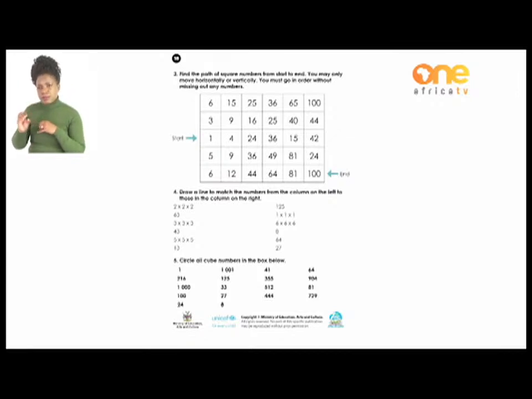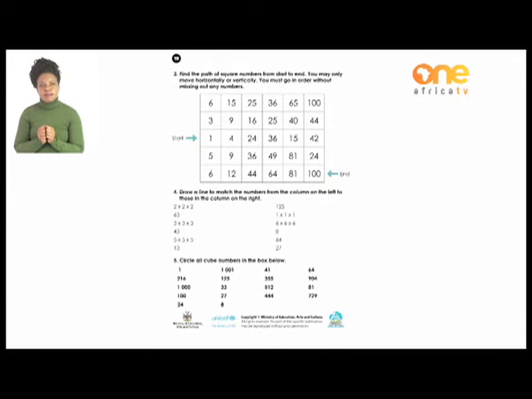Take note of the instruction which says you can only move horizontally or vertically, and the starting point is indicated with an arrow, and the ending point is also indicated with an arrow. You can do that. Number 4, you have to draw a line to match the numbers from the column on the left to those in the column on the right.